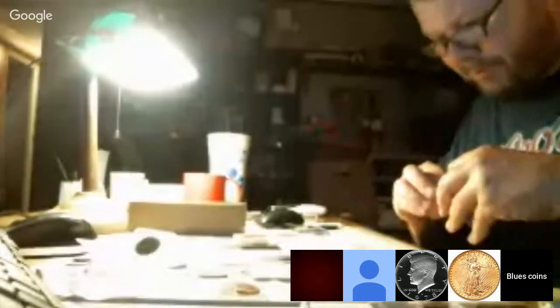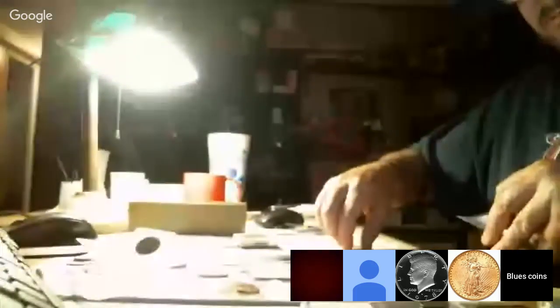Mike White's doing quarters. He's got 10 rolls of them. But it always sounds better. I'm doing $100 worth of quarters because that sounds better than saying I got 10 rolls.